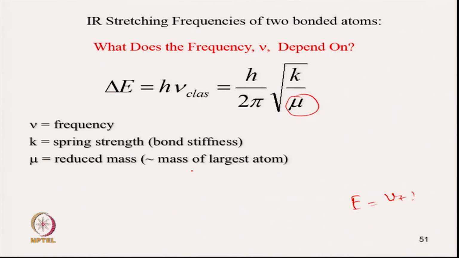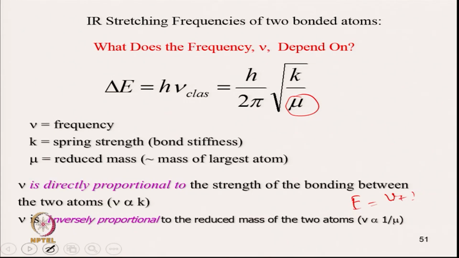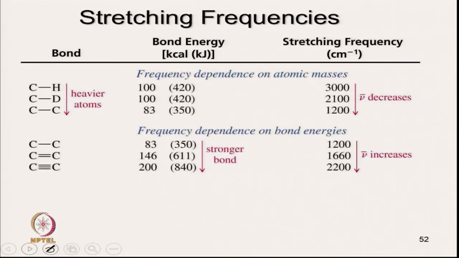So, if bond stiffness is high, what does that mean? K is high and so nu will be high. And if mu is greater, then your nu is going to be low. So, nu is directly proportional to the strength of bonding between two atoms, whereas nu is inversely proportional to the reduced mass of the two atoms. This is very important because this explains why frequency is high and why frequency is low. So, let us discuss some examples.